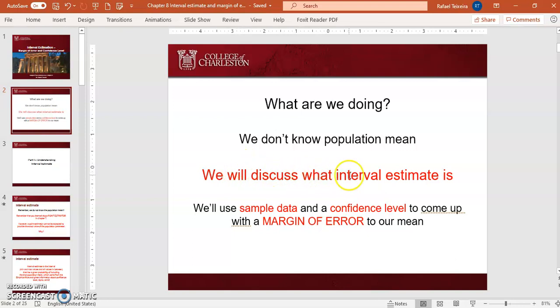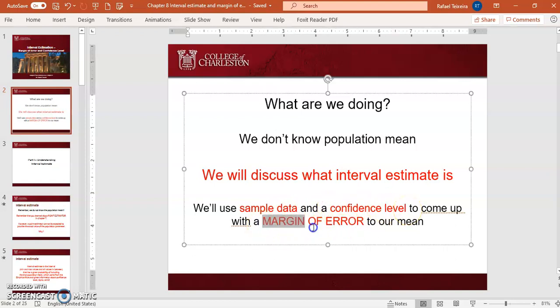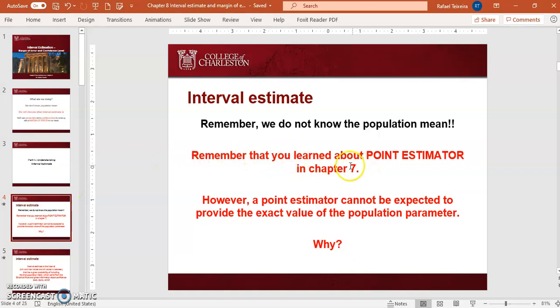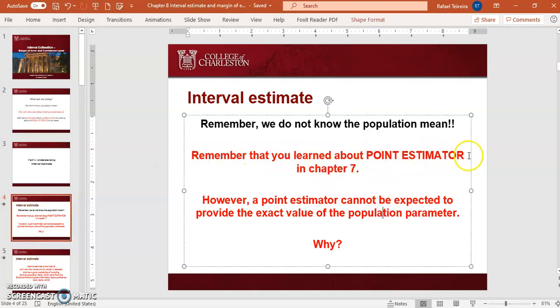We'll discuss what an interval estimate is, and we're going to use sample data and a confidence level to come up with a margin of error to our mean. Let's understand a little bit more about that. Remember that in chapter 7 you learned about point estimators. A sample mean is a point estimator for a population mean. I want to know what the population mean is, so I use a sample and get a sample mean, which is a point estimator for the population mean, okay?